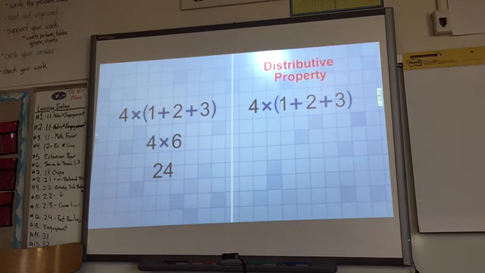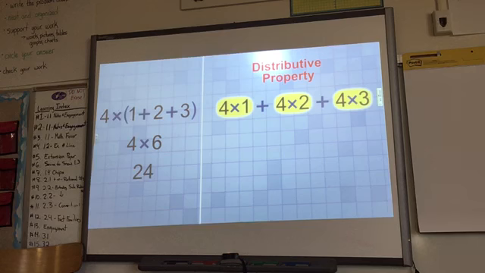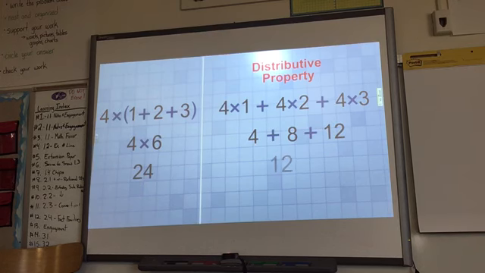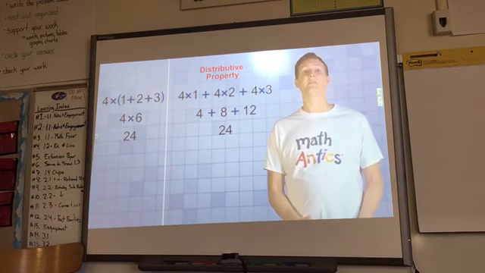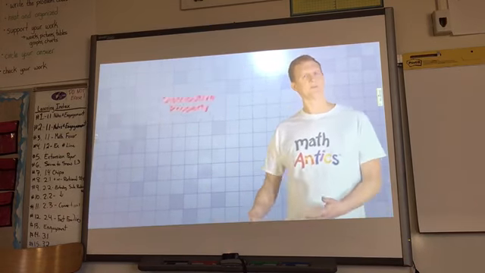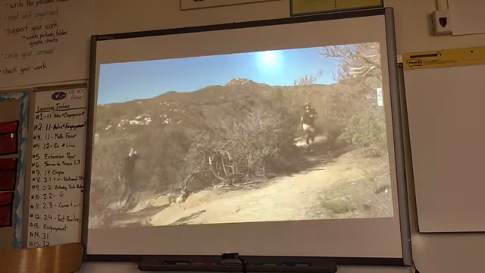Now, let's use the distributive property. We distribute a factor of 4 to each member of the group, which makes the group go away and allows us to do those multiplications individually. 4 times 1 is 4. 4 times 2 is 8. And 4 times 3 is 12. Finally, we add up those 3 individual answers. 4 plus 8 is 12, and 12 plus 12 is 24. See, the distributive property gave us another way to arrive at the same answer. It's like the distributive property is an alternate path that you can take to arrive at the same point.